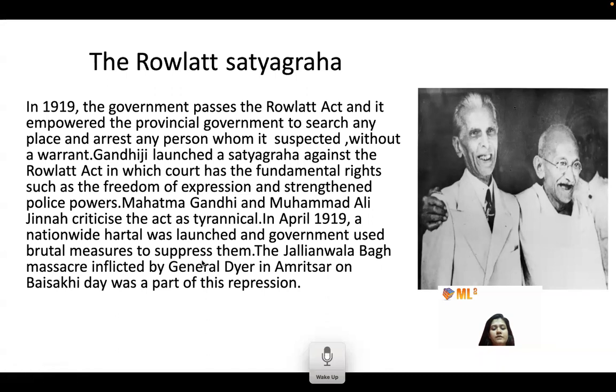What happened in 1919? A nationwide hartal was being held and the government took brutal measures to suppress them. The Jallianwala Bagh massacre happened and it was done by whom? General Dyer in Amritsar on Baishakhi Day as a part of the repression. The picture here shows the friendship between Muhammad Ali Jinnah and Mahatma Gandhiji.